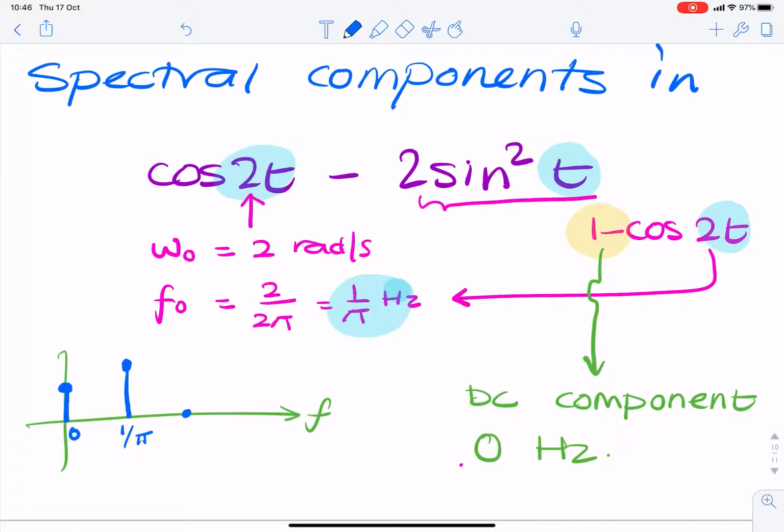But there won't be any harmonics. All the harmonics will be 0. So there aren't any higher multiples. So we simply have these two components. So that's the final answer here. What are the spectral components of this signal? Well, there are two spectral components. One at 0 hertz and one at 1 over pi hertz.